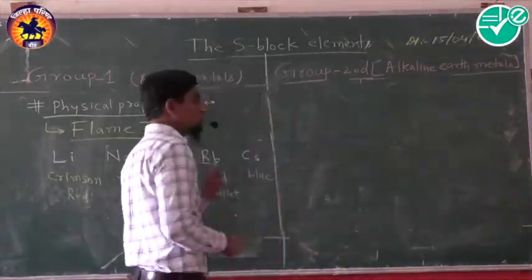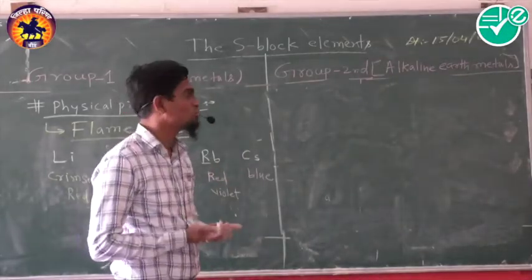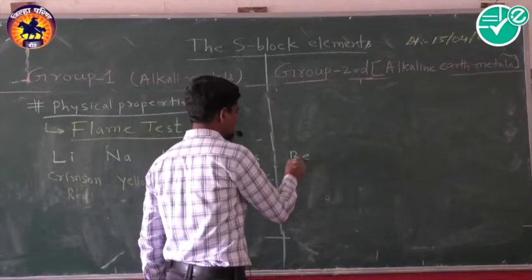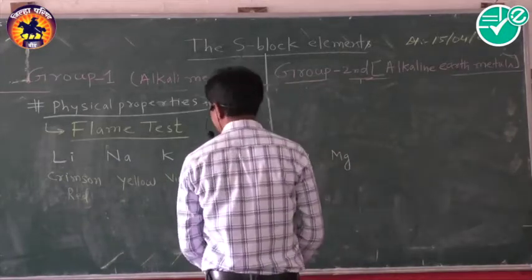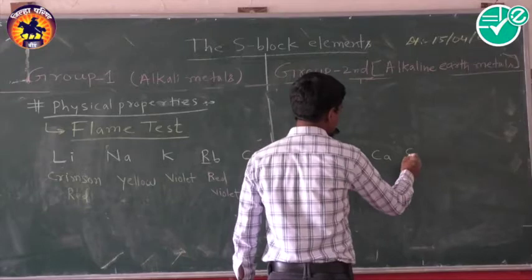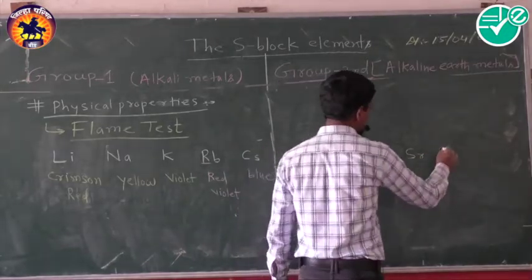Okay, we will see which will show color, which will not show color, and why these elements do not show color. So I am writing here beryllium, after that magnesium, after that calcium, strontium, and barium.